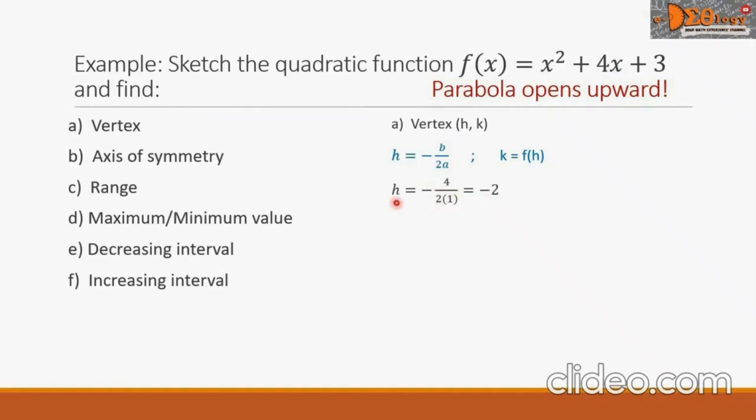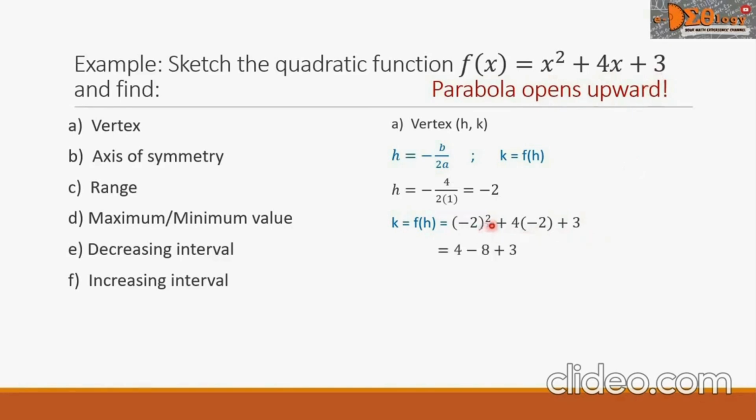This is the h. Now for the k, what we will do, we will use this value of h in our original function. It means I'm going to copy the same function down here, but every time there is an x, I will change that by the h value, which is negative 2. So we have the x squared becomes the square of negative 2 plus 4x is now 4 times negative 2 plus 3. We simply copy here.